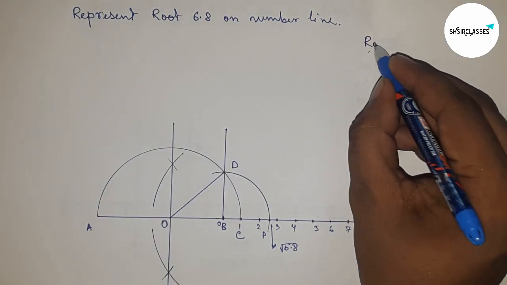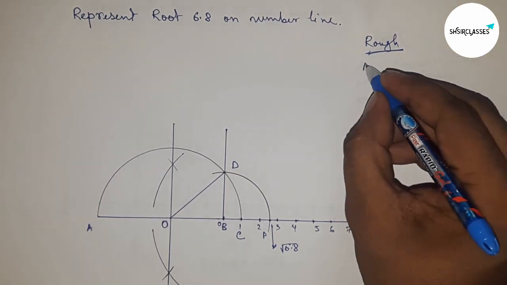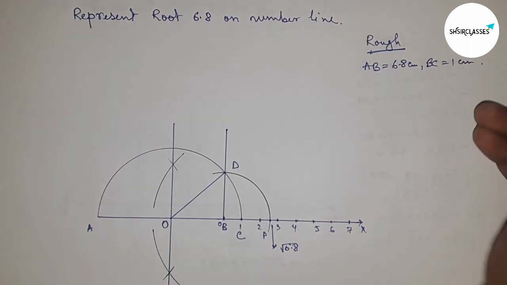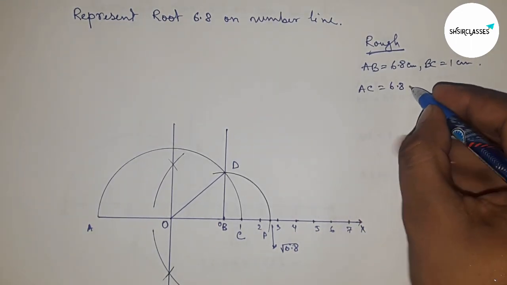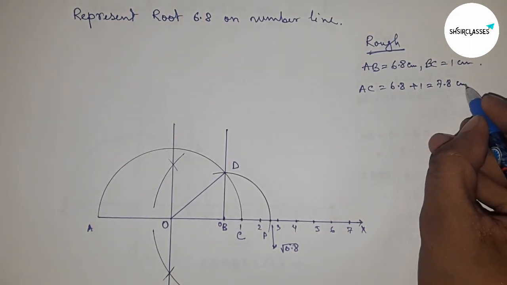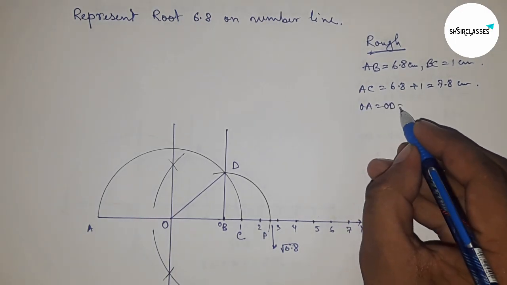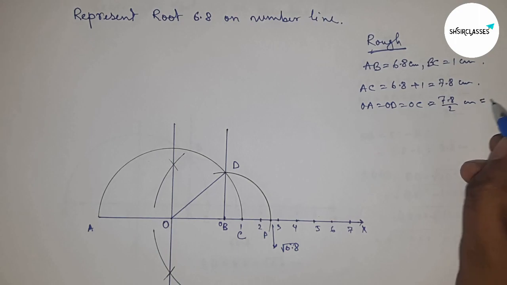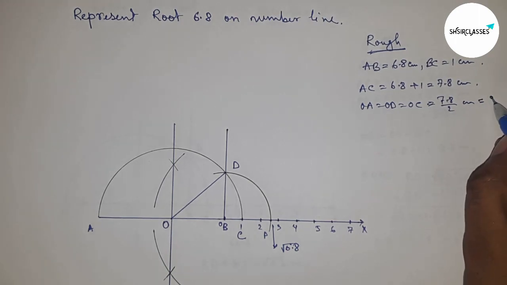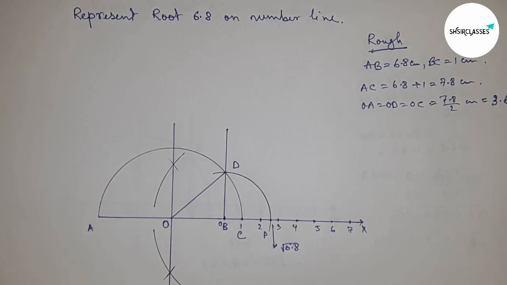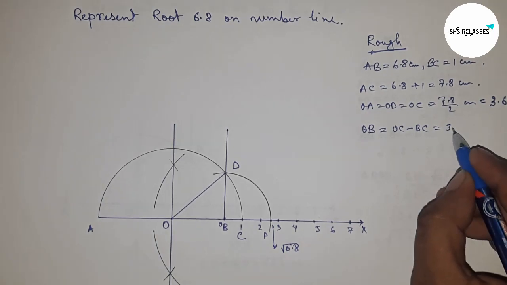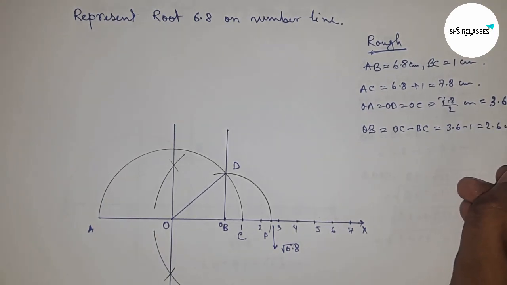Now roughly discuss the calculation of root 6.8. So given AB equal to 6.8 cm, BC equal to 1 centimeter, so AC equal to 6.8 plus 1 equal to 7.8 centimeter. So the radius OA, OB and OC and OD equal to 7.8 by 2, so this is 3.9 centimeter. Okay, next OB equal to OC minus BC, and putting the value of OC and BC, this is 2.9 centimeter.